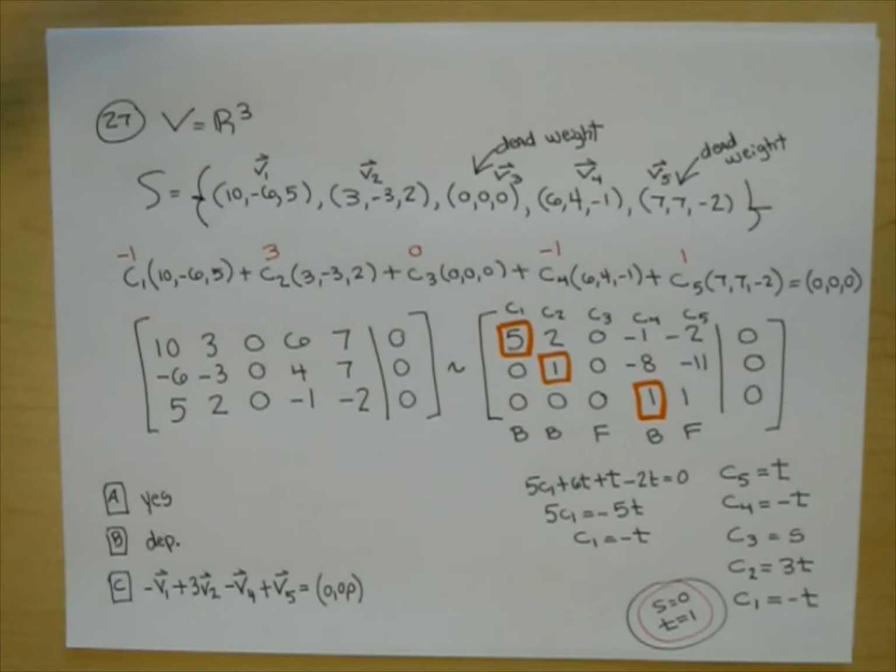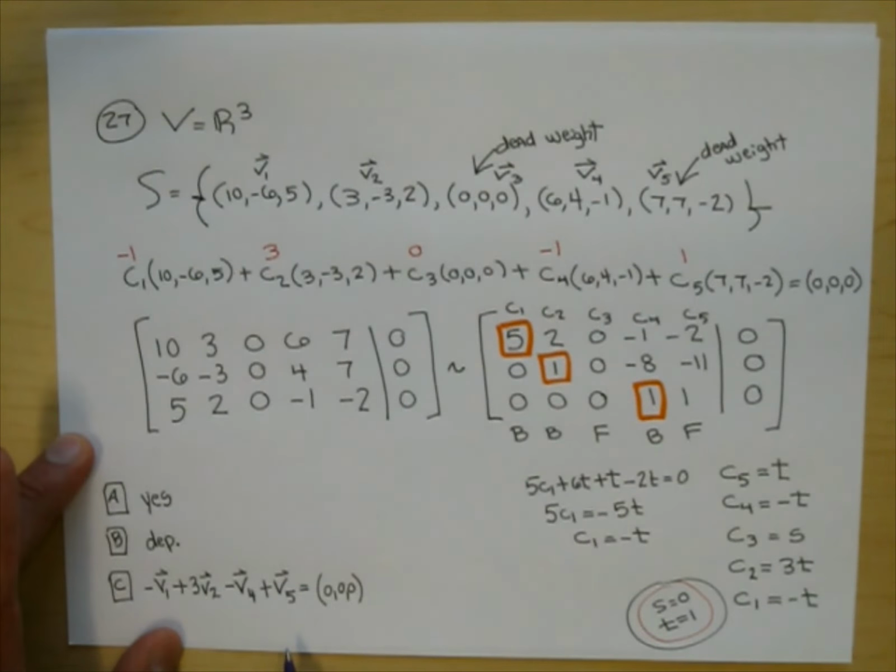Now here's the funny part. We didn't have to do all this. And you're like, that's not funny, Joe. You just wasted our time. We didn't have to do all this because you can write another dependency relationship which says this.